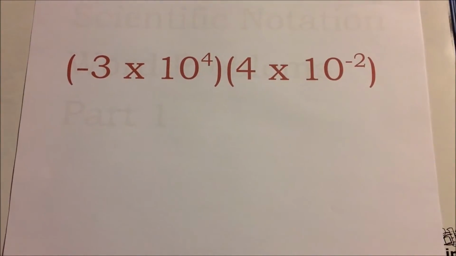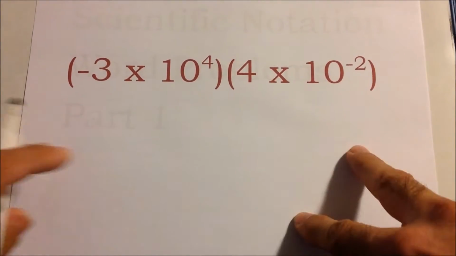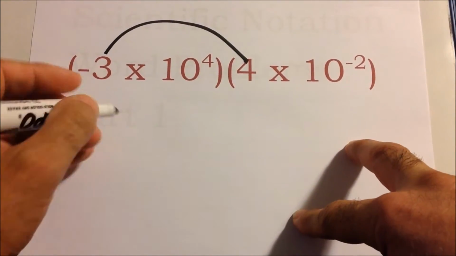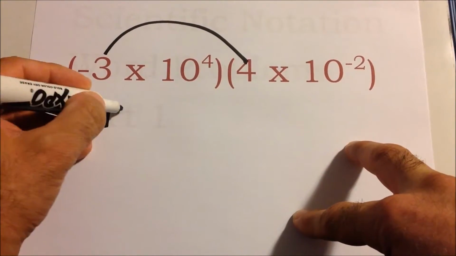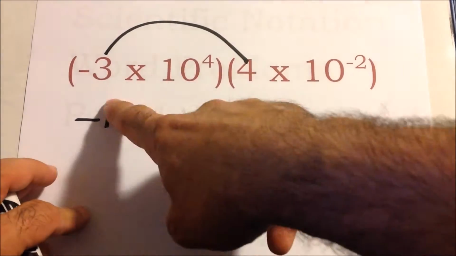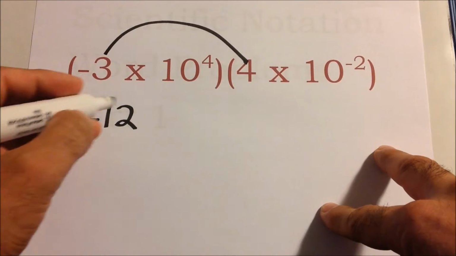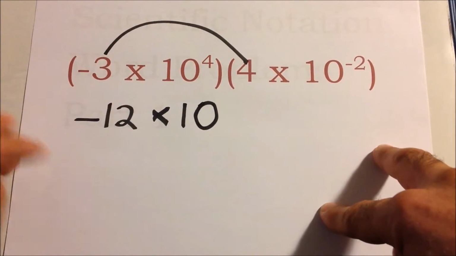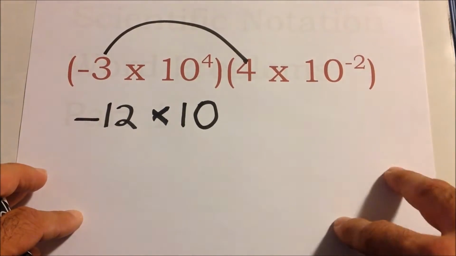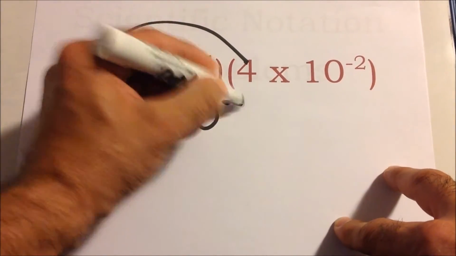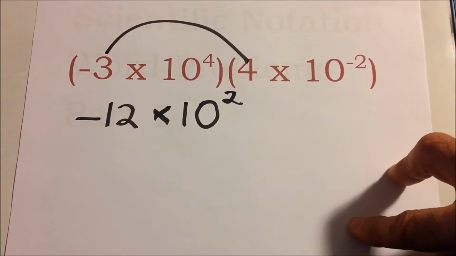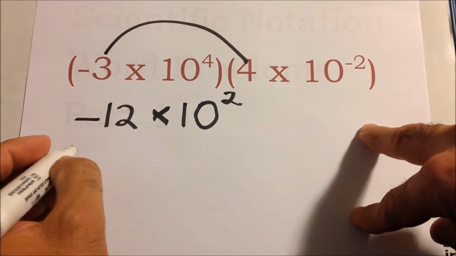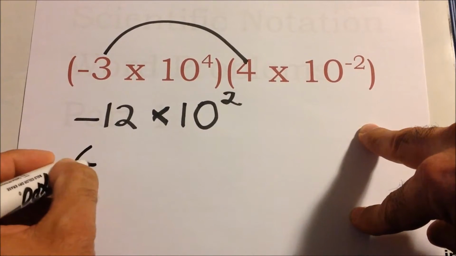So remember, we're going to multiply the constants here. Negative 3 times 4, we're going to get a negative 12. Right, negative 3 times 4 is negative 12. And then we're going to times it by 10. With multiplication, we add the exponents, and 4 plus negative 2 is 2. Now, this is not in scientific notation. 3 times 4 is 12, but in scientific notation now, right, we can put it like this.